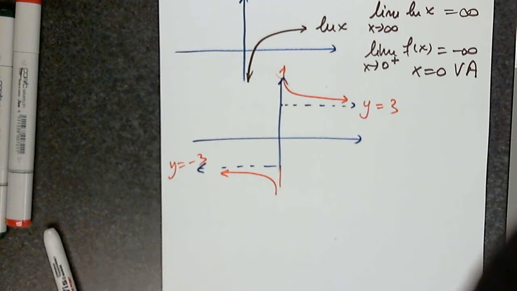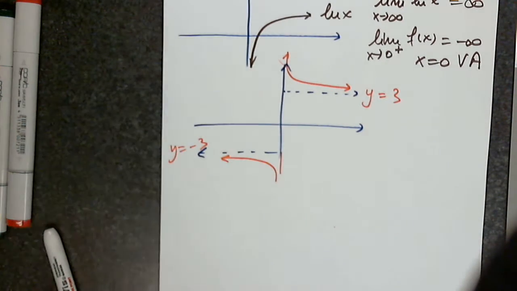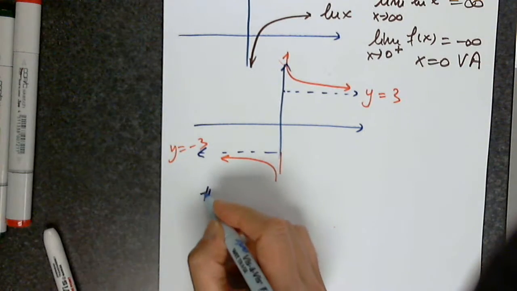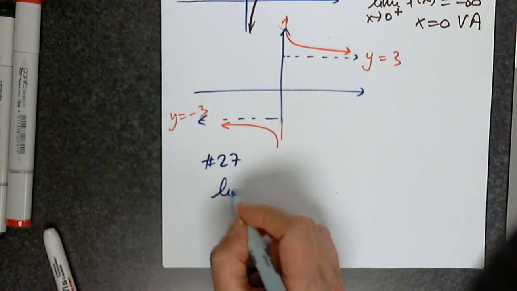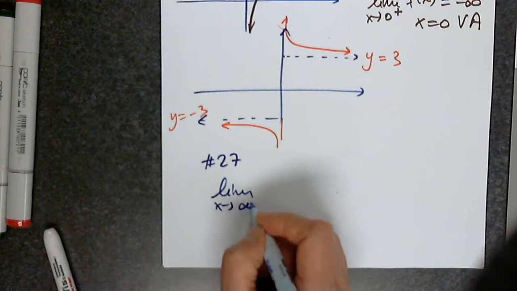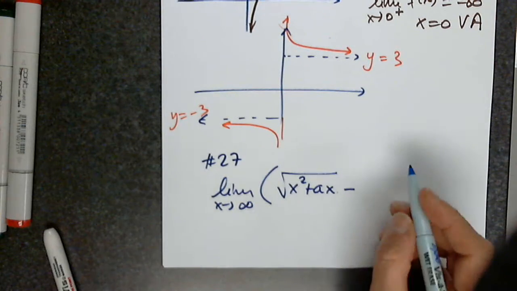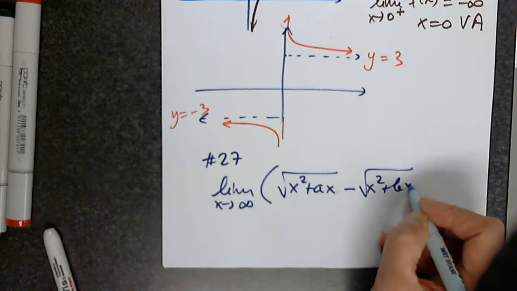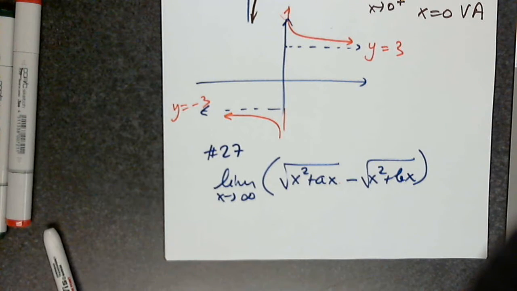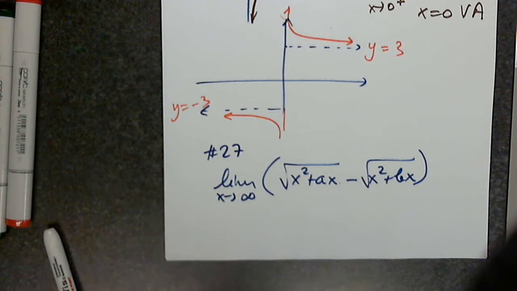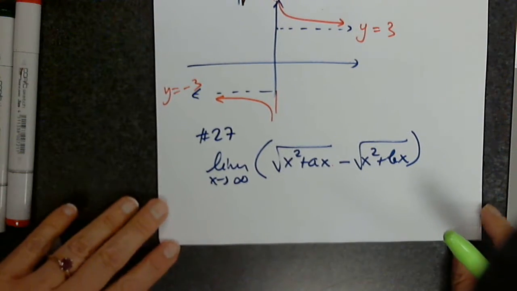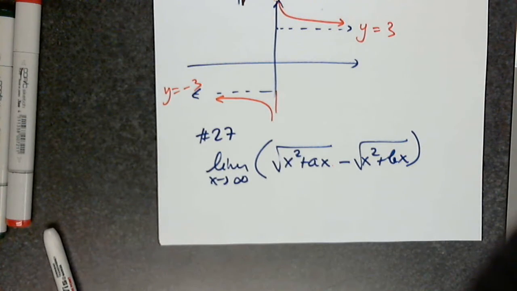Let's look at problems 15 through 38. Feel free to choose. Any problem you would like to look at? Which one? 27. We have the limit as x approaches infinity of the square root of x squared plus ax minus the square root of x squared plus bx. Okay. I'm asked to determine this limit if it exists.